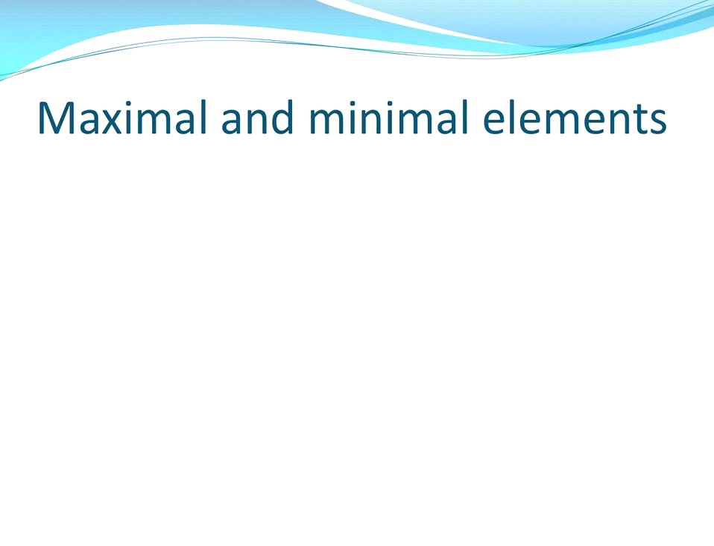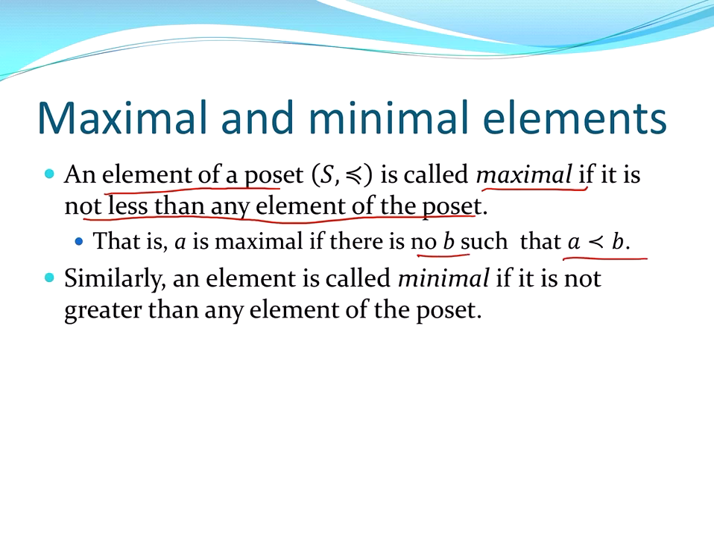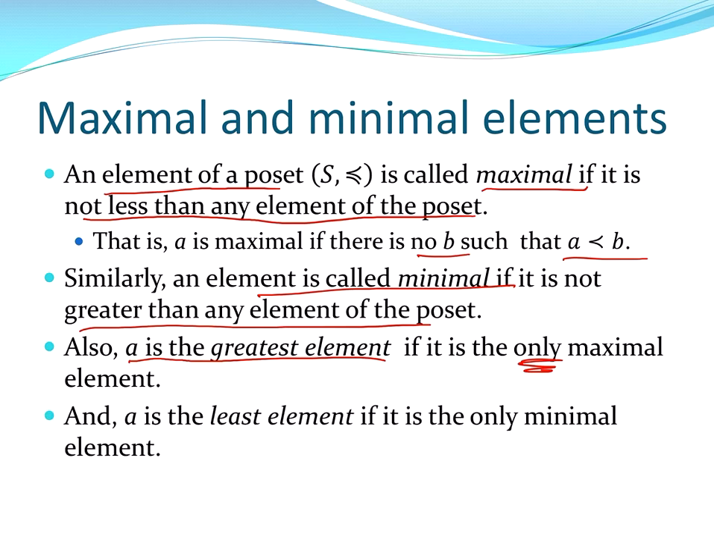All right. A couple of definitions: maximal and minimal elements. We say that an element of a poset is maximal if it is not less than any element of the poset. In other words, there's no b such that a is less than b. Similarly, an element is called minimal if it's not greater than any element of the poset. Also, a is the greatest element if it is the only maximal element, and a is the least element if it is the only minimal element.